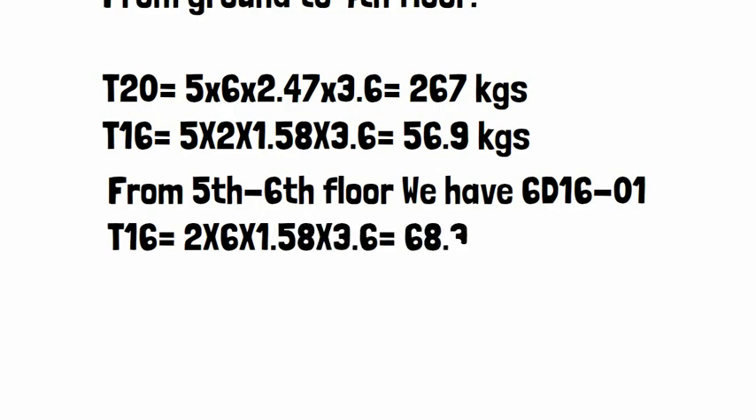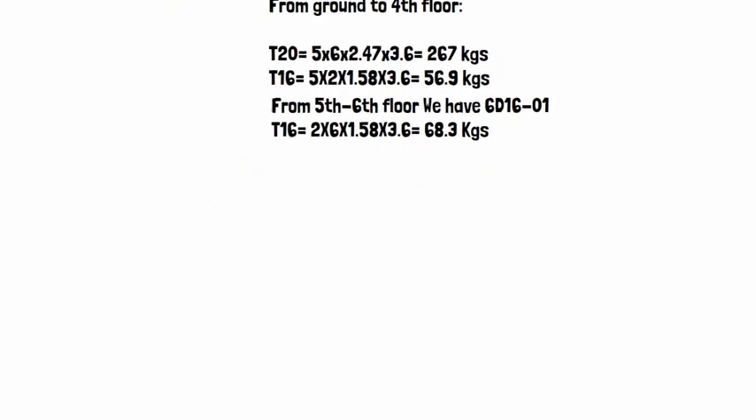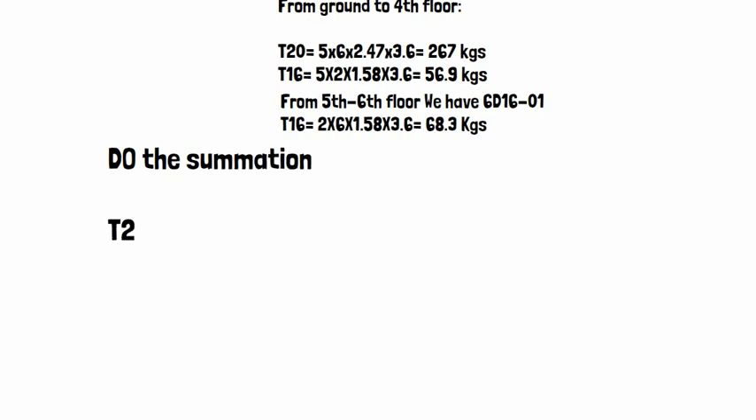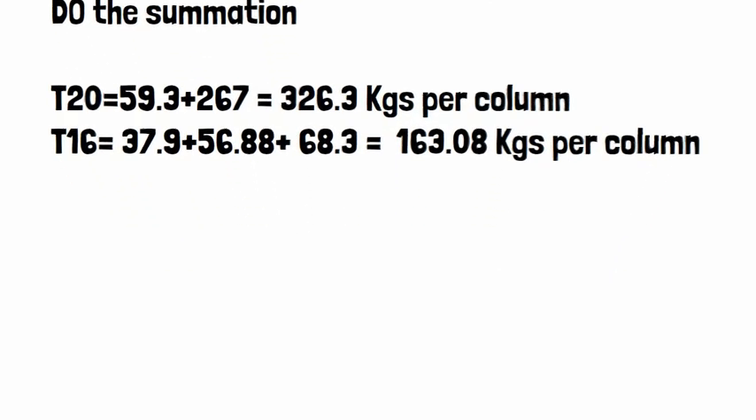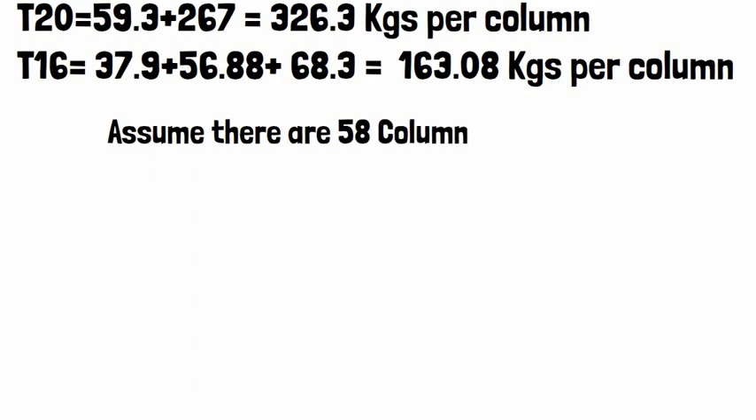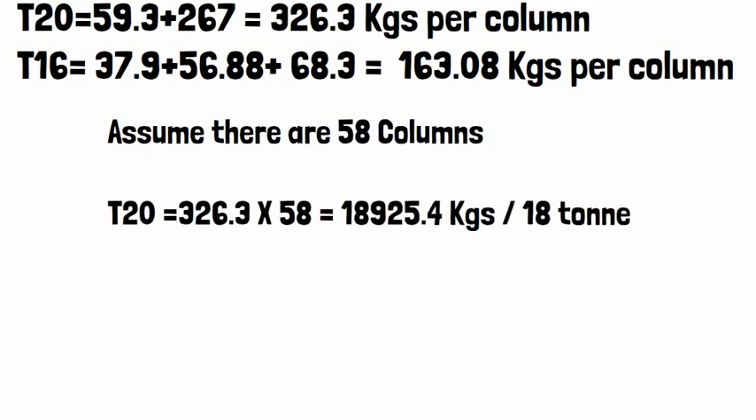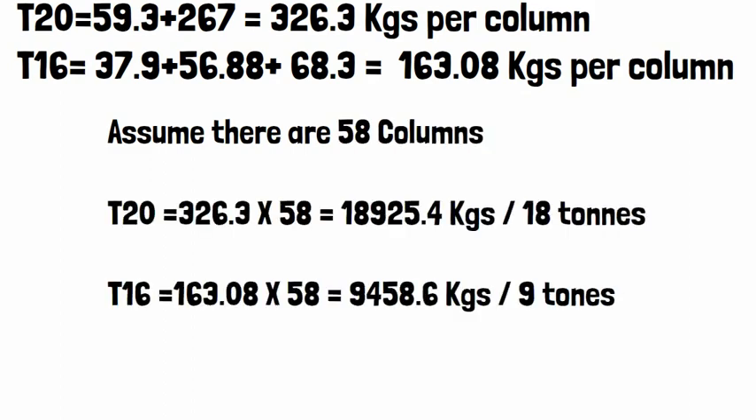Same thing for T16. Now from 5th to 6th floor, you have 2 floors multiplied by 6 pieces multiplied by 1.58 multiplied by cutting length. So you get the total summation as seen in the screen. So as in 15 columns, you get 18 tons and 9 tons for T20 and T16 respectively.